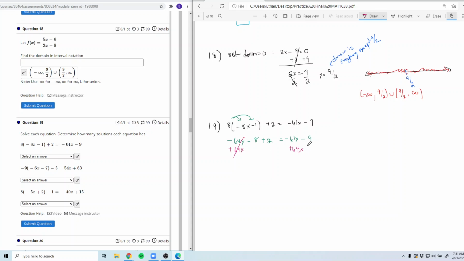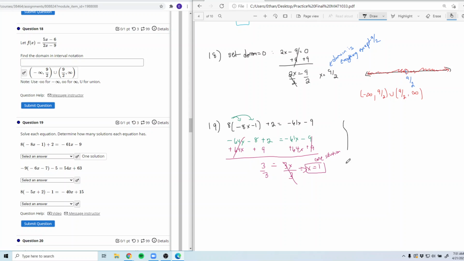And then I also want this 9 to be on the other side, so I can add 9 to the other side as well. And what are we left with? On the left, we have negative 8 plus 2 plus 9. That's just 3 equals negative 6x plus 6x... negative 61x plus 64x is 3x. And then I can divide each side by 3 to get the x by itself, and you get x equals 1. Well, how many solutions does this have? We have one answer, so there's one solution. And that would be exactly what we get for the first part.